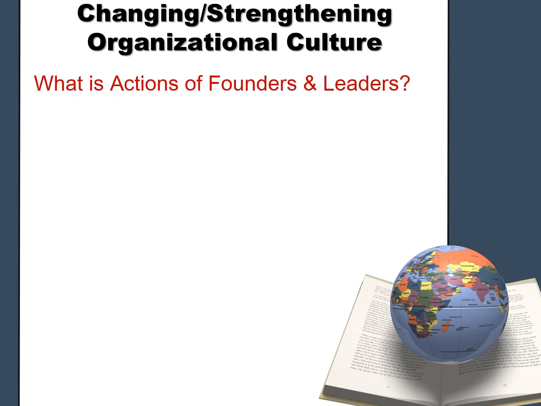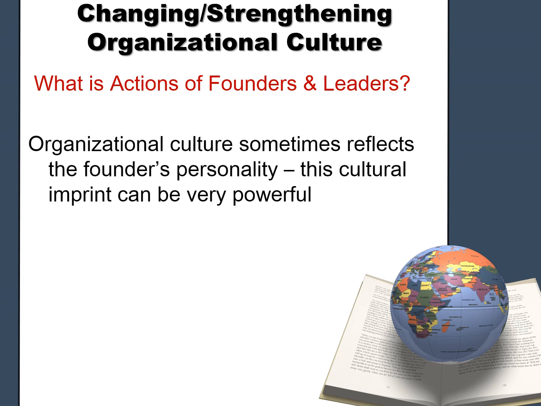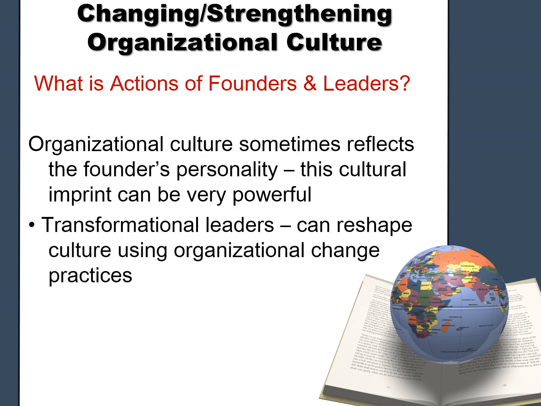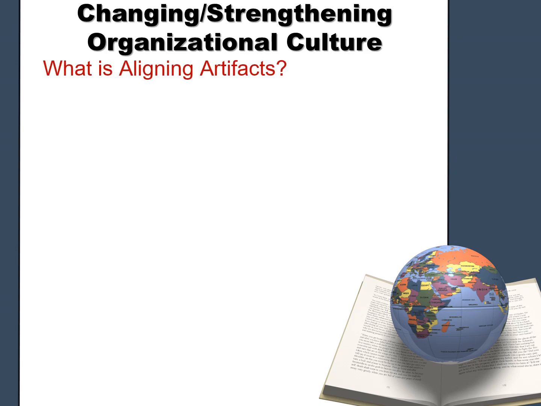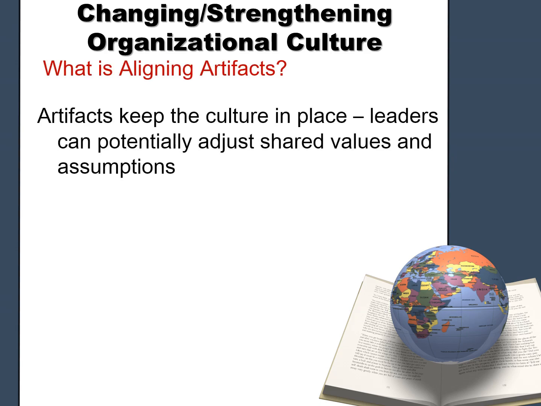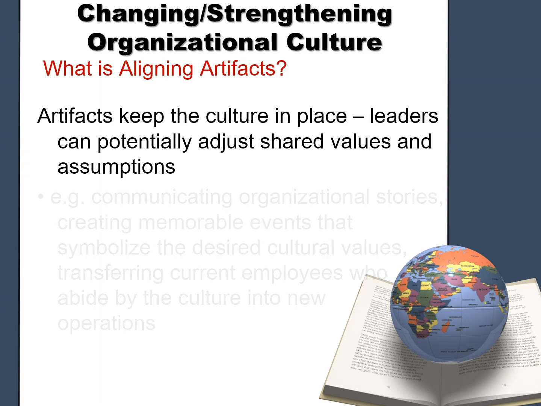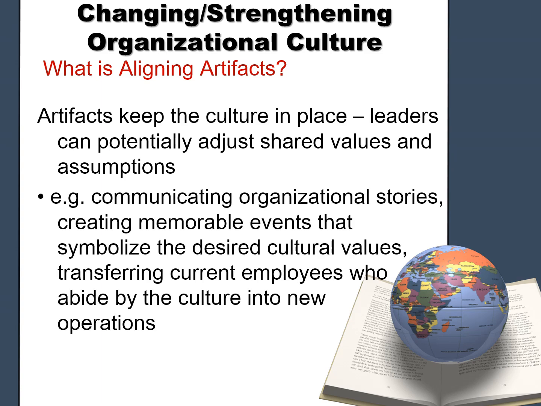So, what is actions of founders and leaders? An organizational culture sometimes reflects the founder's personality, and this cultural imprint can be very powerful. For instance, Disney World. Transformational leaders can reshape culture using organizational change practices. Aligning artifacts. Artifacts keep the culture in place. Leaders can potentially adjust shared values and assumptions. For example, communicating organizational stories, creating some memorable events that symbolize the desired cultural values, transferring current employees who abide by the culture into new operations.